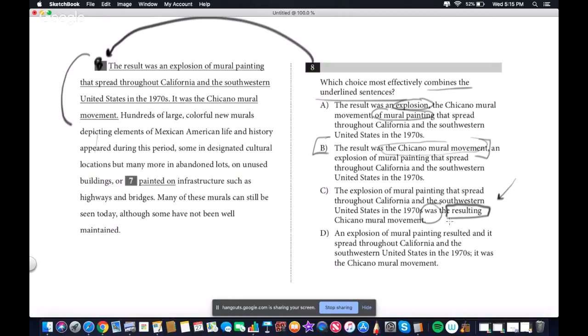Another thing to notice is that the word was here. That word is usually attached to INGs, and though we use the word was in other versions here, that's something that you want to avoid, the verb to be followed by an ING if you can. So I don't like C as much, and I would say I definitely like B the most so far. An explosion of mural painting resulted, and it spread through California. Okay, so look, this semicolon I'm noticing here is like the mistake that I wanted to avoid.